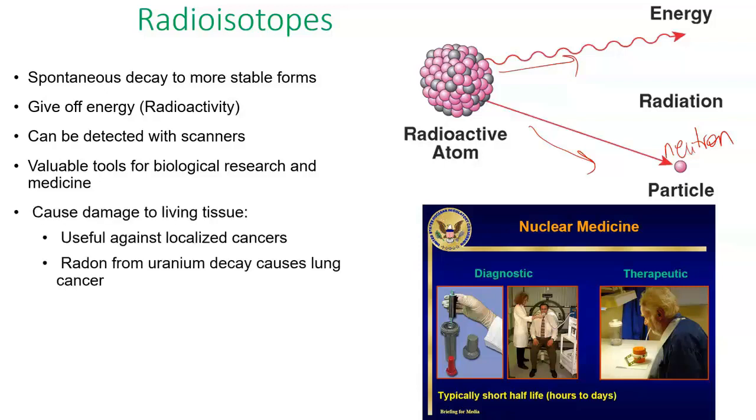This giving off or releasing of energy when a neutron is released is damaging to living tissues. So this can have, as you might imagine, a positive effect or a negative effect. So in our therapeutic example, like I said, it's useful against cancers. If we use these radioisotopes in a tissue region that has been infected with cancer or constantly dividing cells, this energy can actually kill those cells and help remove the cancer.